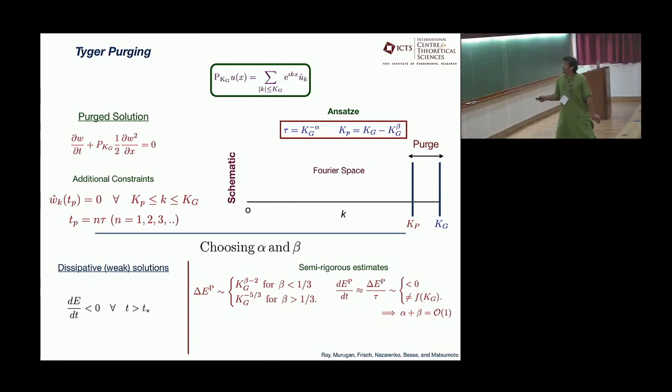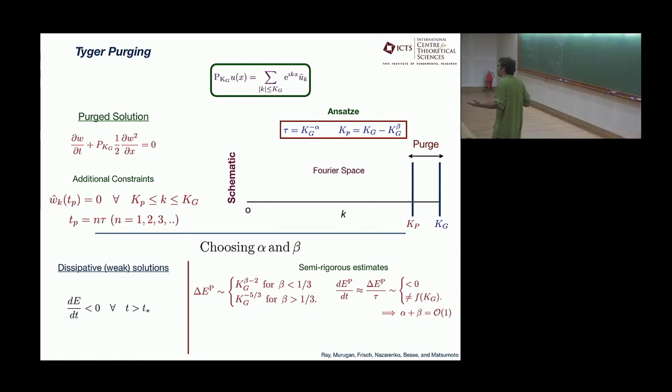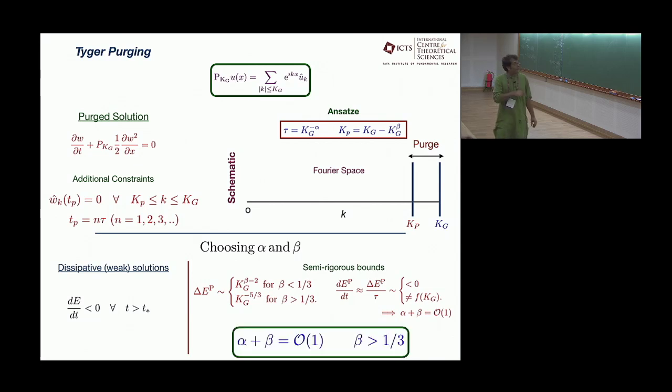Secondly, we can actually go ahead and calculate the rate of energy loss. And for convergence to happen, this rate of energy loss has to be independent of k_G as k_G goes to infinity, right? That would be the definition of whether our purged solution converges to the untruncated one. And we find a rather interesting constraint on alpha and beta, that they have to be order 1 for this to happen. This was our ansatz. Our semi-rigorous bound suggests that alpha and beta satisfy this relation, and beta has to be strictly greater than 1/3.